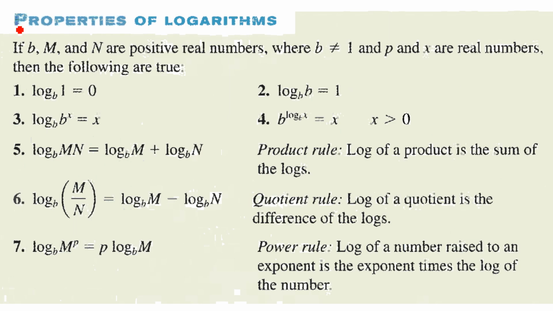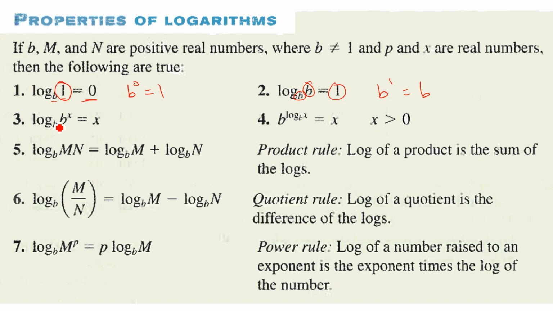So property 1 here, remember that b to the 0 equals 1. So log base b of 1 equals 0. So for any log, if the argument is 1, the power is 0. All right, on number 2, if the base and the exponent are the same, b to the first equals b. So this must be a 1.